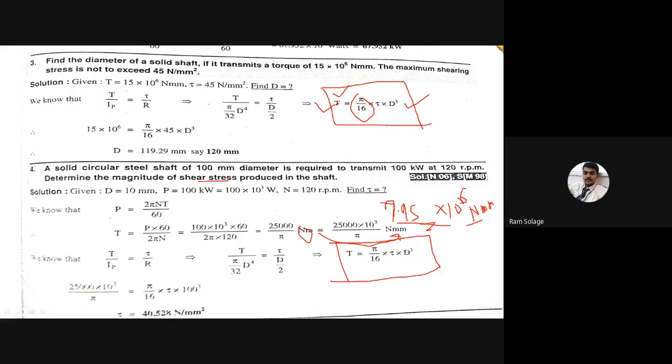Check this formula. T is equal to tau upon means what? Torque transmitted for solid shaft. T is equal to pi by 16 into tau into d raised to cube. T has been found by us. Put the value of T. T is equal to 7.95 into 10 to 6 Newton mm. Pi by 16 is a constant. Tau is the unknown. D is given in the problem, 10 mm. Make the proper calculation and find the value of tau. And now check the answer. 40.52 Newton per mm square.